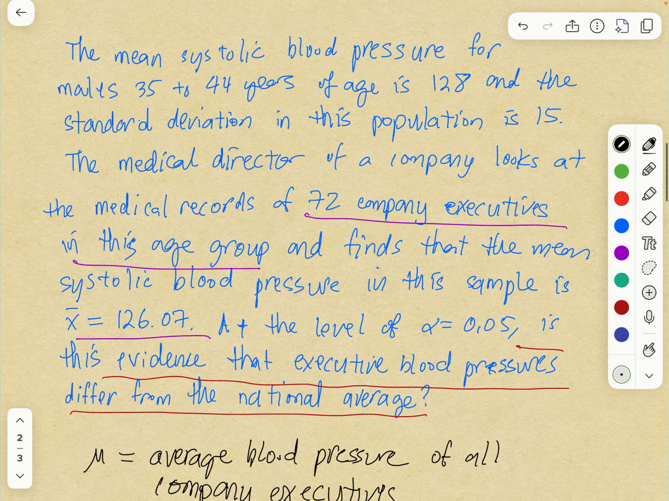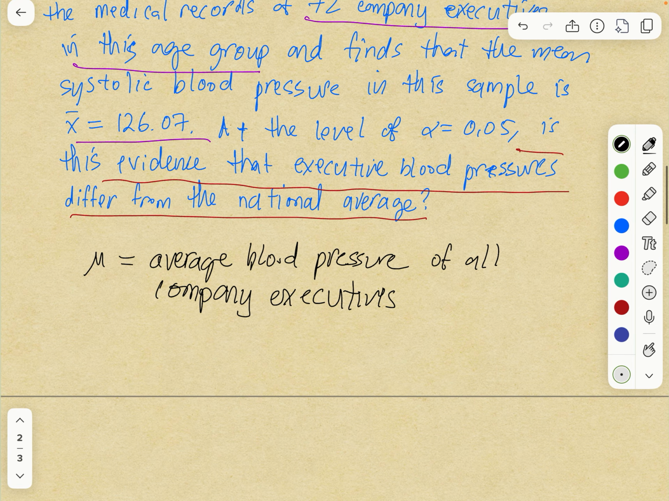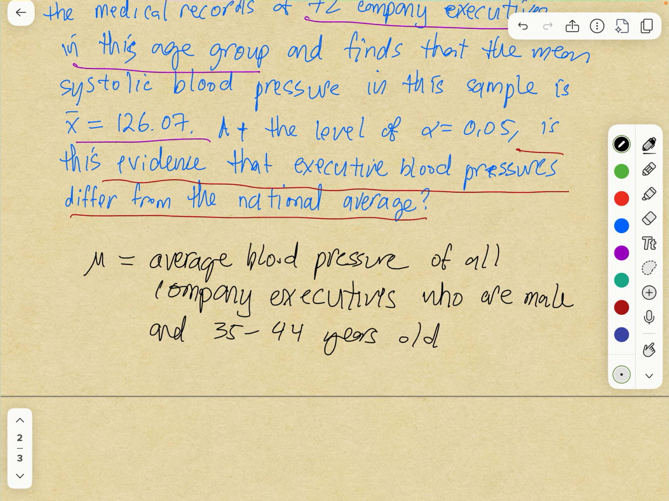So in the age group, and these are males 35 to 44 years of age. So all company executives who are male and 35 to 44 years old. So that's the number that we're interested in: the average blood pressure of all company executives who are male and 35 to 44 years old.